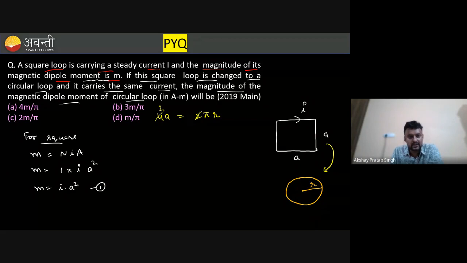2 times it can be cancelled. So radius is 2a over pi. This is the radius of the circular loop.